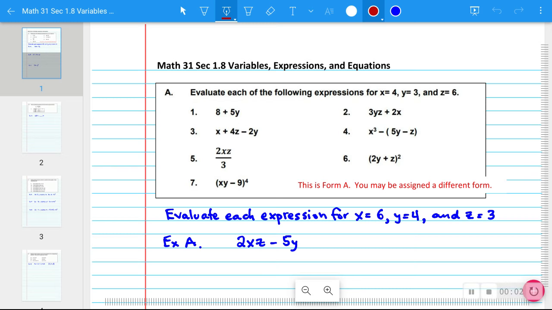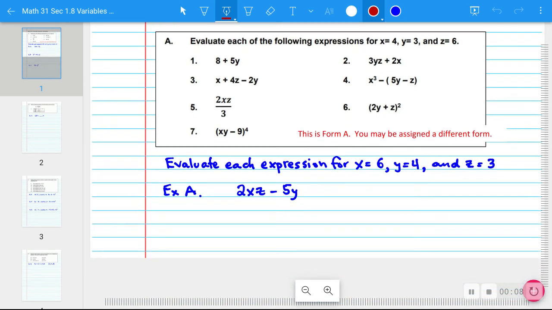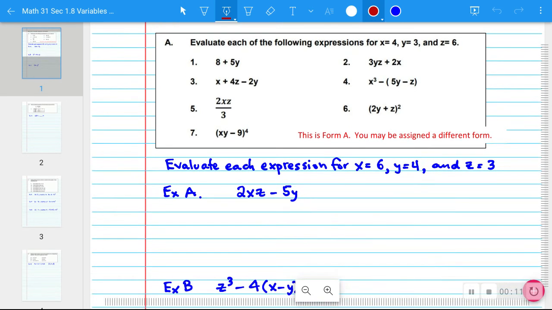Okay, Math 31, Section 1.8, Variables, Expressions, and Equations. We're going to start with evaluating expressions for given variable values. So in this first example here, we're going to use 6 for the x, 4 for the y, and 3 for z.